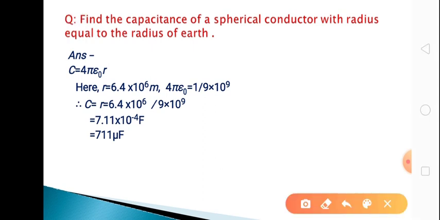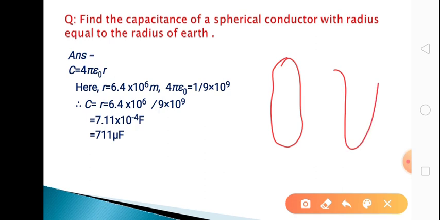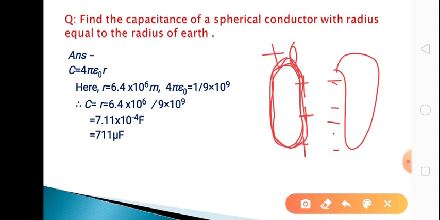Now if you take two conductors near each other, then this conductor, for example, is given charge Q. Then what is its potential on its surface? This potential can be decreased if you put another, negatively charged conductor here, since this is a positively charged conductor. Then the potential of this conductor will decrease. If the potential decreases, then since C is equal to Q by V, C will increase.